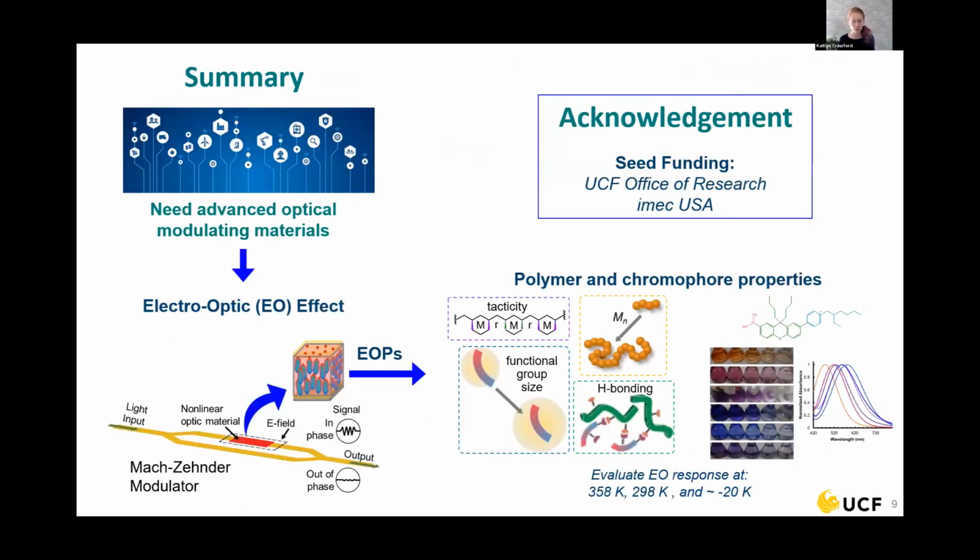So in summary, we need advanced optical modulating materials. And we can look at this in terms of the electro-optic effect, perhaps through electro-optic polymers, if we can better study the chemical and physical and mechanical or materials properties of polymers and how they interface with the chromophores at a molecular level. So again, I'd like to acknowledge the UCF Office of Research and IMEC USA for making this project possible.